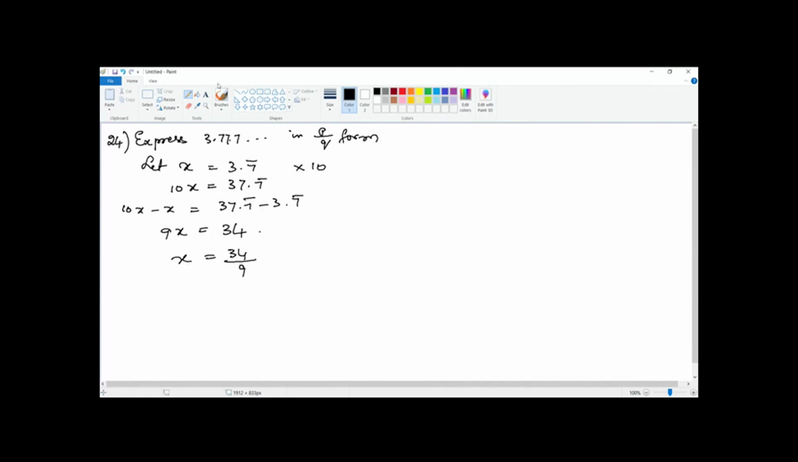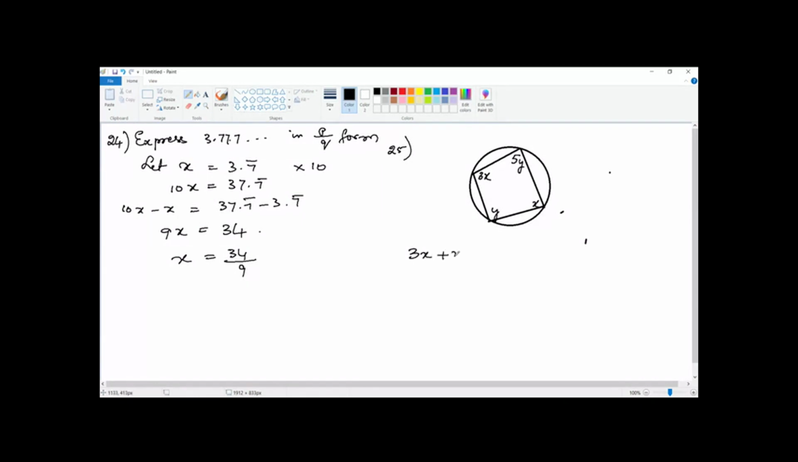Next. Question number 25. Circle quadrilateral. This is 3x. This is y. This is 5y. And this is x. Find the values of x and y. x equal to 40 degrees, ma'am. y equal to 30 degrees, ma'am.